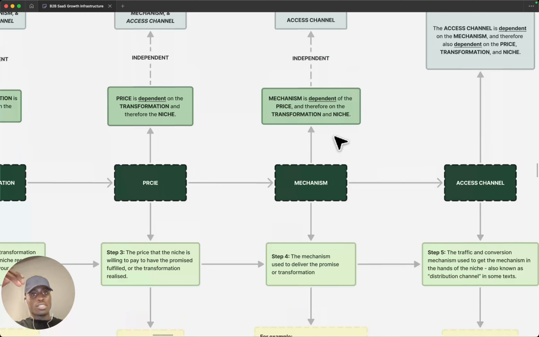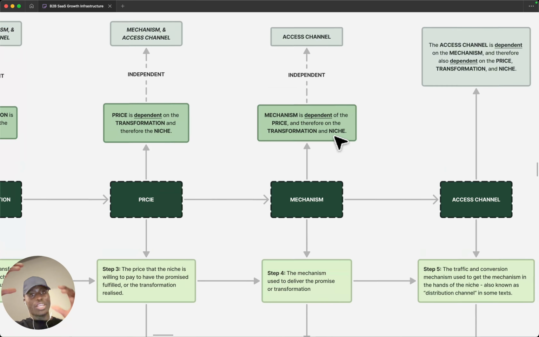So this mechanism is dependent on the price, transformation, and niche. To go over it again, you cannot have a mechanism if you don't know the niche you're going to deliver it to. You cannot have a transformation if you don't know the niche's problems and desires. You cannot set the price if you don't know what kind of problems you're going to solve for that niche. And you cannot create a mechanism if you don't know what price they're going to pay for it, what transformation you're going to be solving, and what kind of niche you're targeting.